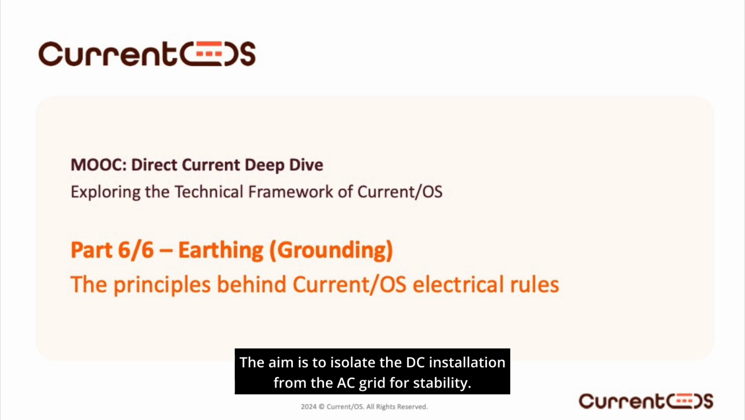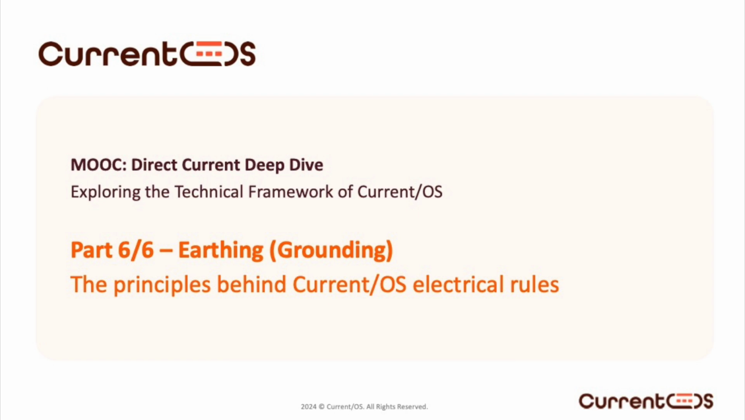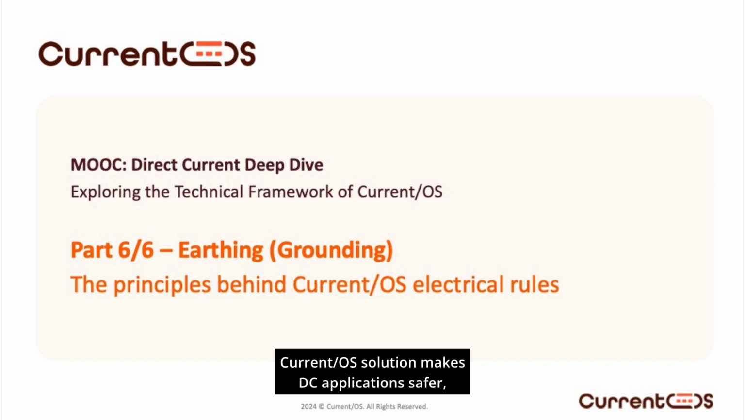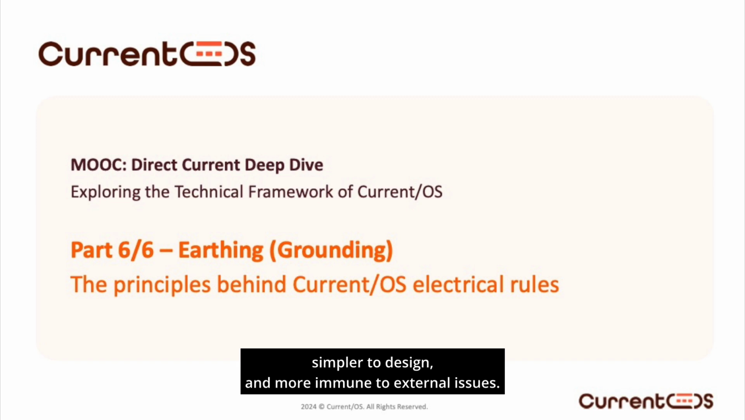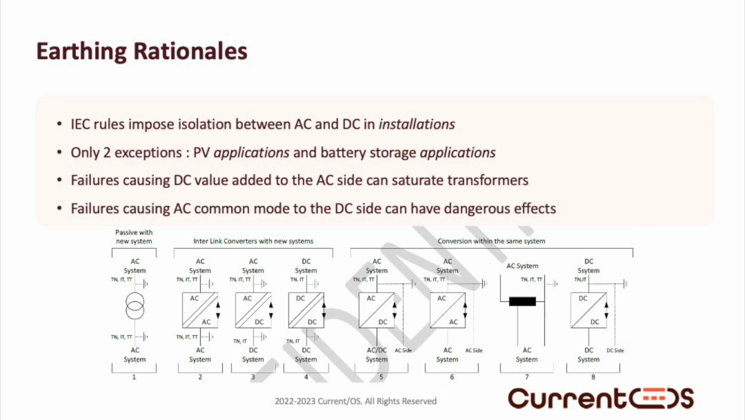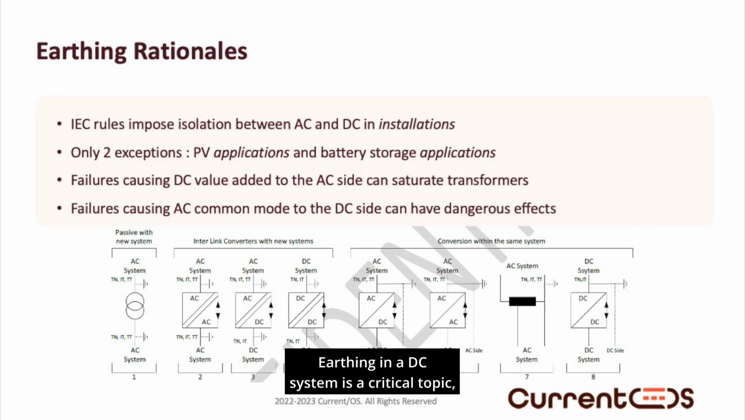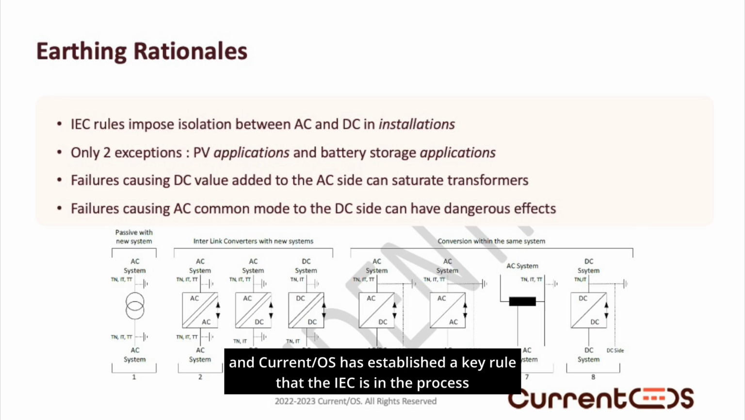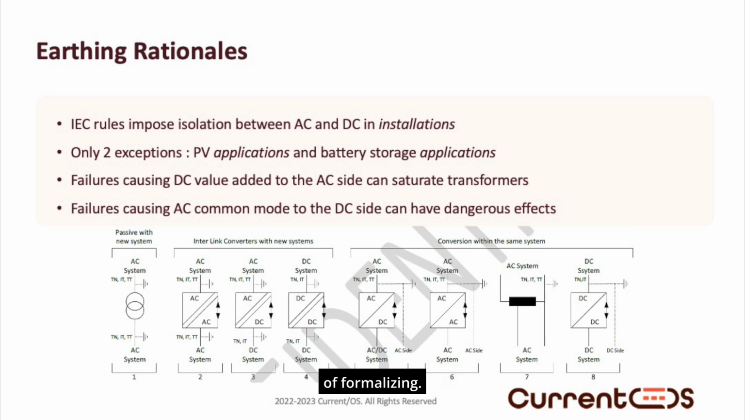The aim is to isolate the DC installation from the AC grid for stability. Current OS solution makes DC applications safer, simpler to design, and more immune to external issues. By eliminating the need for continuous specialized maintenance, it is particularly well suited for commercial and industrial applications. Earthing in a DC system is a critical topic, and Current OS has established a key rule that the IEC is in the process of formalizing.